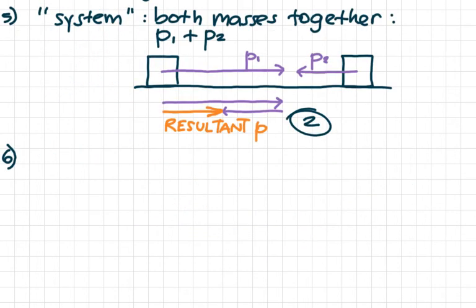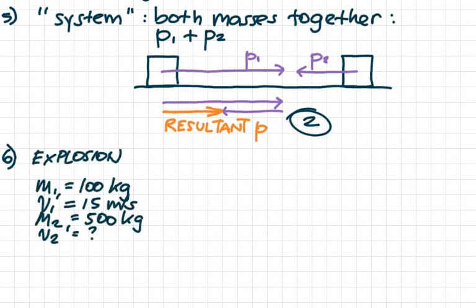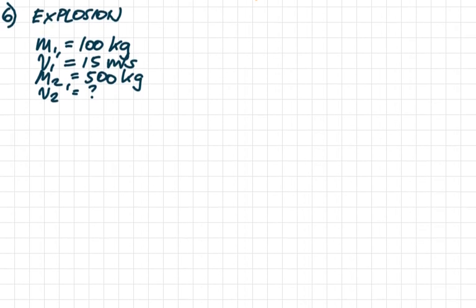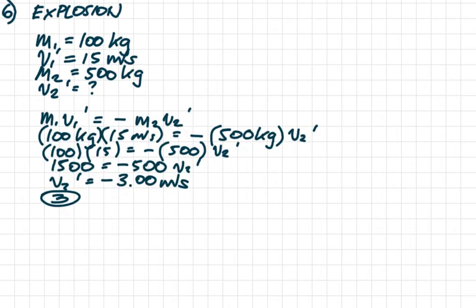All right, number 6, we have a clown in a cannon. This is going to be an explosion problem. So we have the mass of the clown, and we have the mass of the cannon, and we have the forward velocity of the clown from being fired, and we want the recoil velocity of the cannon. So that's just a straight up explosion problem, just solving for the recoil of the cannon. That is 3 meters per second recoils. That's choice 3.